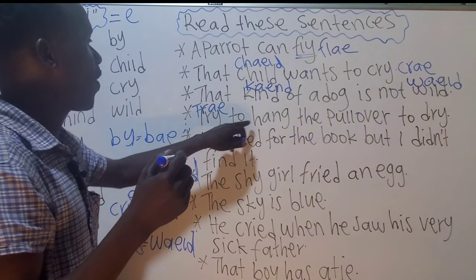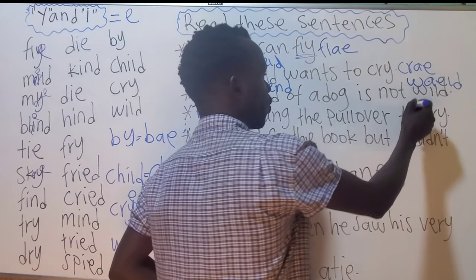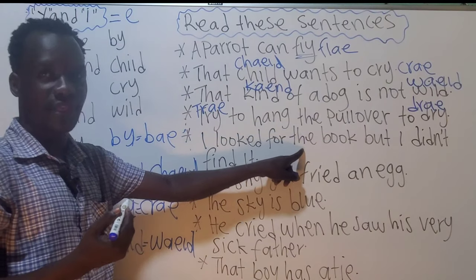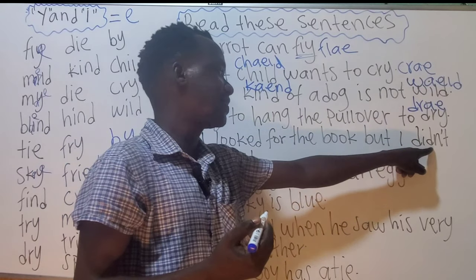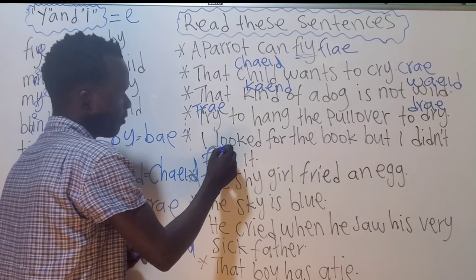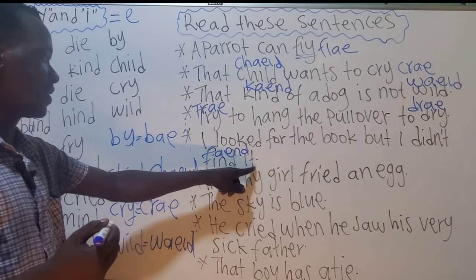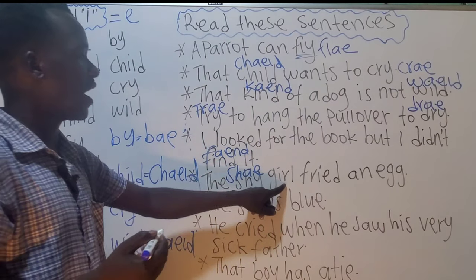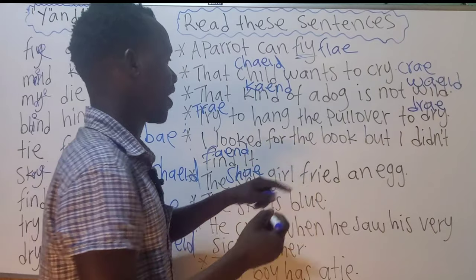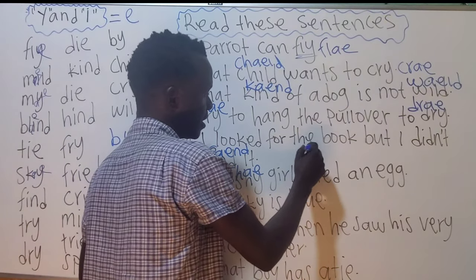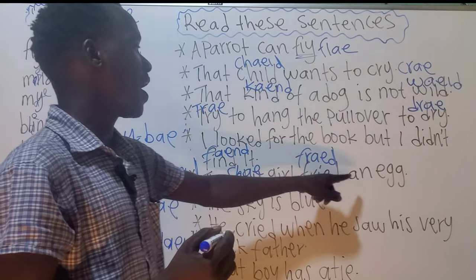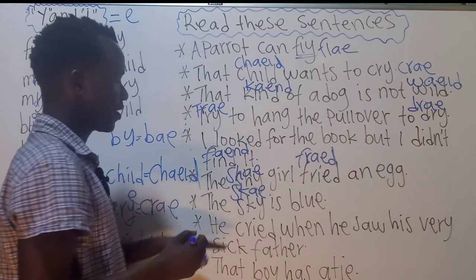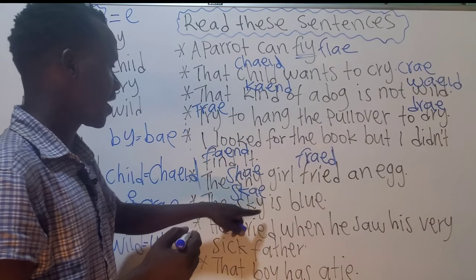Try to hang the pullover to dry. I looked for the book, but I didn't find it. The shy girl tried. This is not tried, this is fried. Fried an egg. The sky. The sky. Y will change to E, will sound E. The sky is blue.